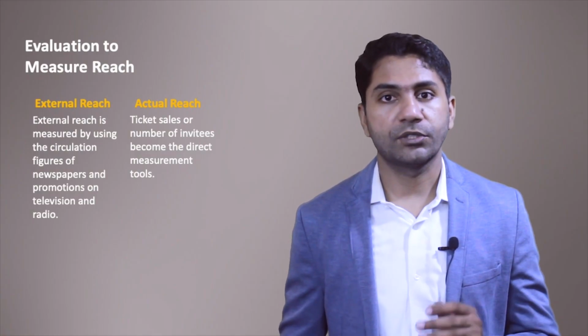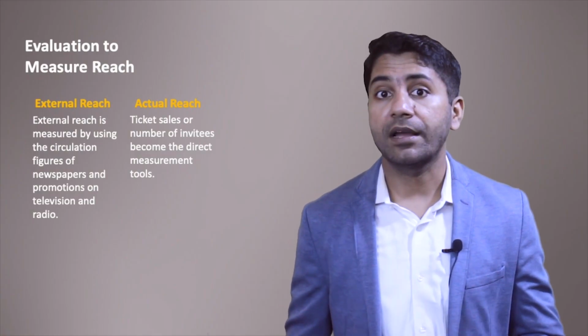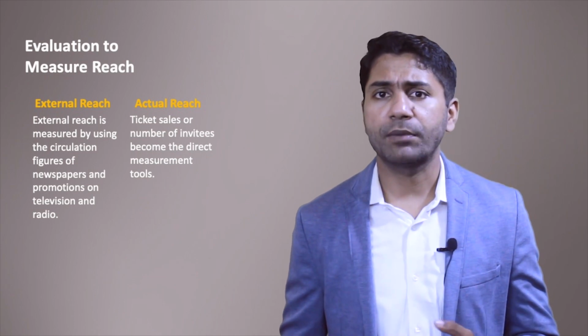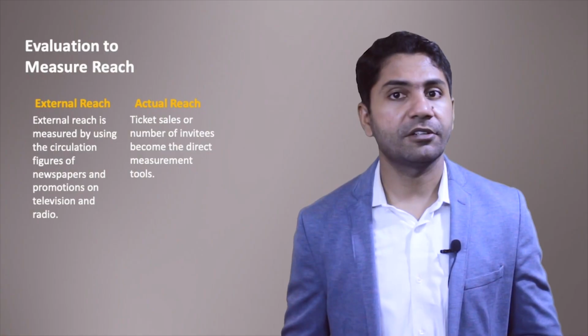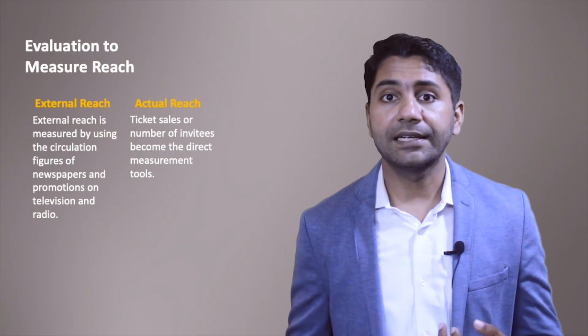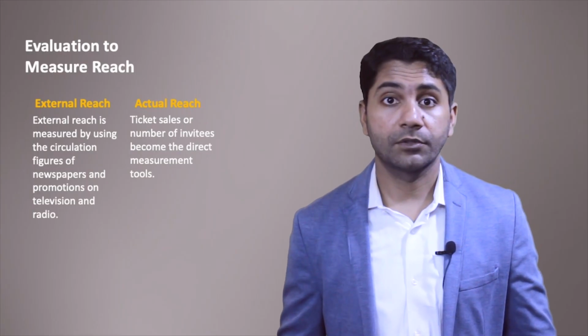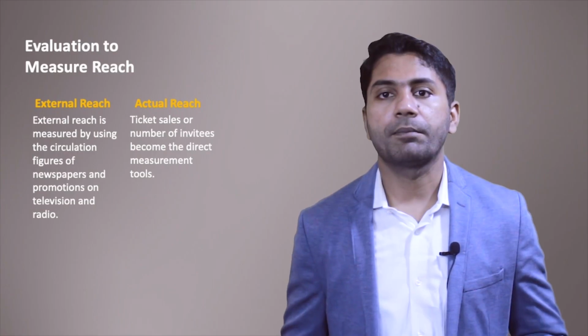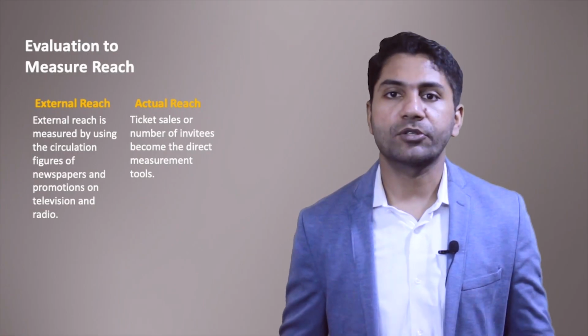Press, radio, television, newspaper and other media are used for publicity. External reach is measured by using the circulation figures of newspapers and promotion on television and radio. Ratings such as TRP, which measure viewership, are the methods which rate the popularity of programs on television.